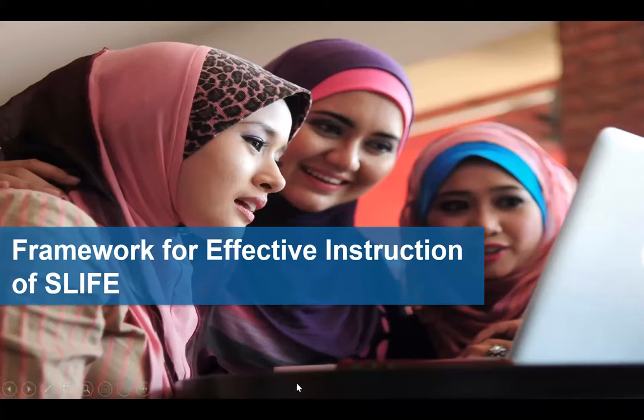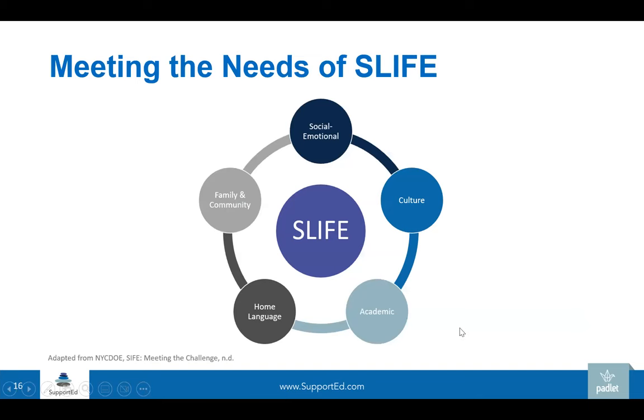Hi, everyone. So when we're looking at meeting the needs of our SLIFE learners, we can use this model that was adapted from the New York City Department of Education. And when we think about in September session, we really focus on that social emotional learning and meeting the culturally responsive needs of our students through strategies and tools. In this session, we're focused on that academic supports and strategies, which includes the use of home language.